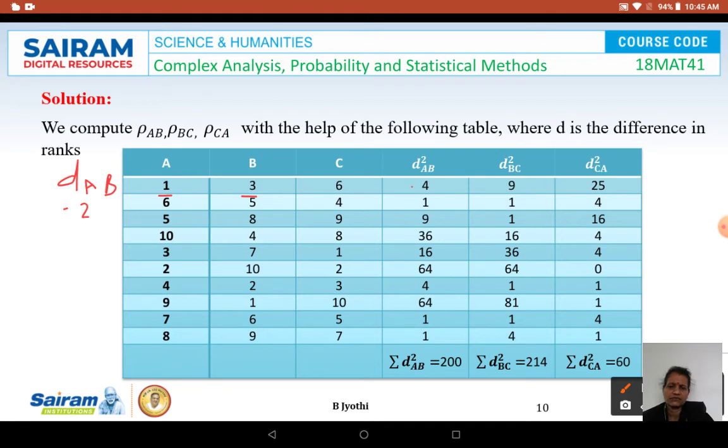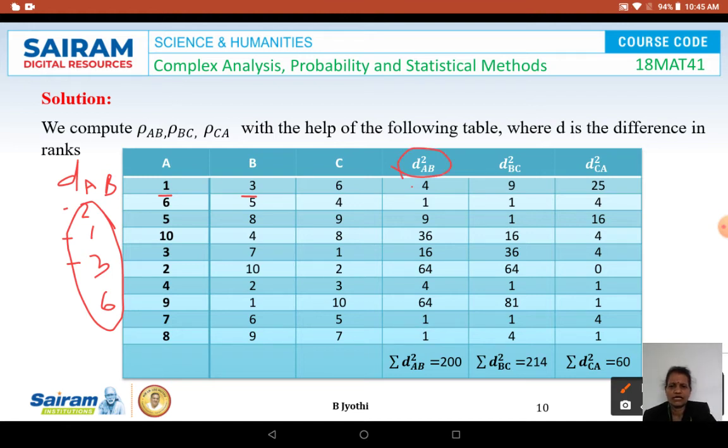Next, 6 minus 5, that is 1. Next, 5 minus 8, which is minus 3. 10 minus 4, that is 6. So, likewise, D of AB we have got it. These values when I square, we are getting what is known as D square of AB.